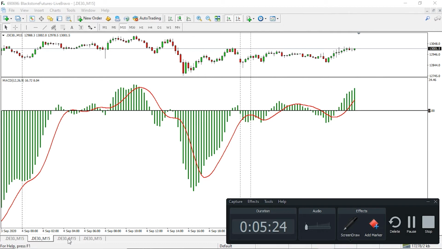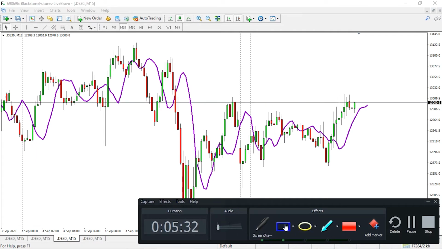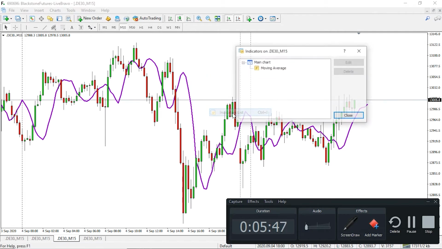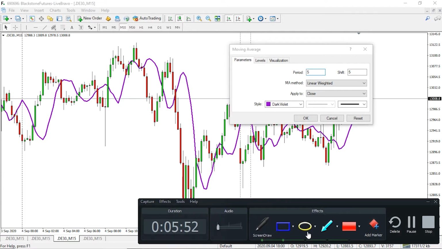Okay, second indicator, guys, is this purple moving average. Okay, here you can see the line. That's a moving average. I'll show you the parameters shortly. Okay, so let's take that out quickly. Okay, so moving average indicators. What I'm using is a period 5, and I am also shifting at 5.